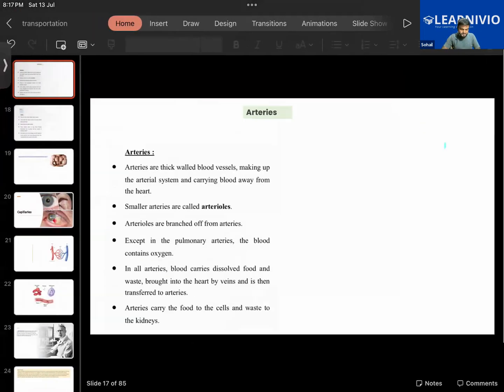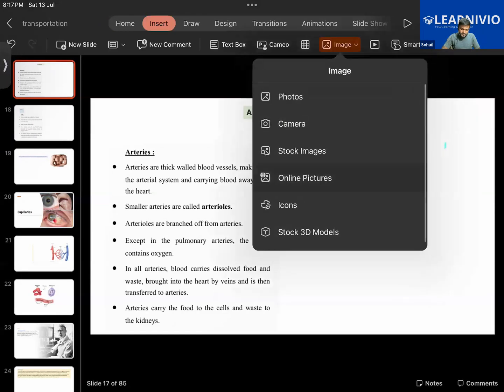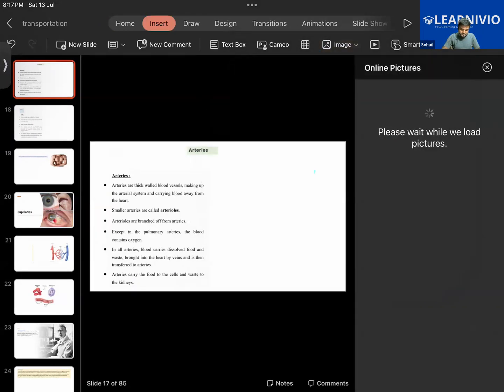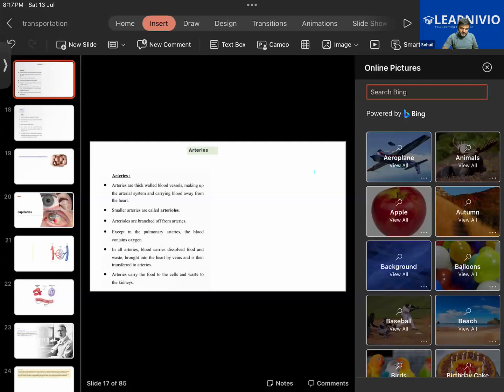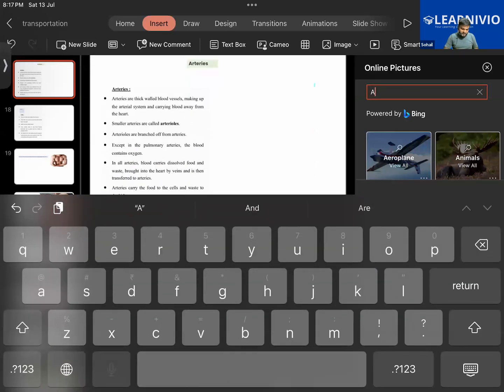Getting it, guys? So give the heading arteries. And right now, write down the first paragraph. Meanwhile, let me take an image of this to give you a better understanding.